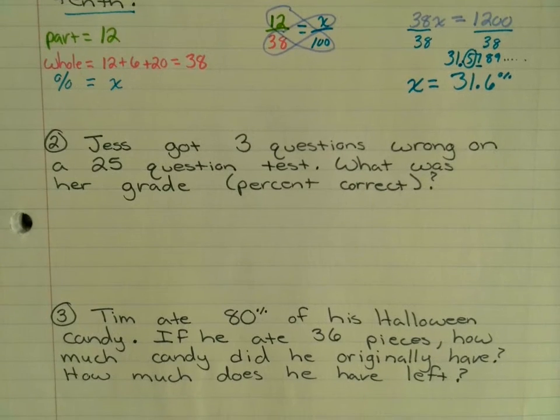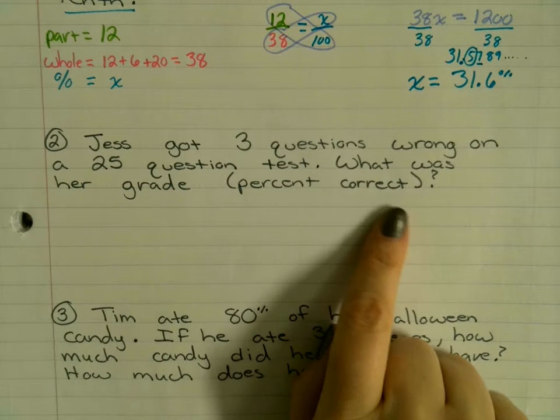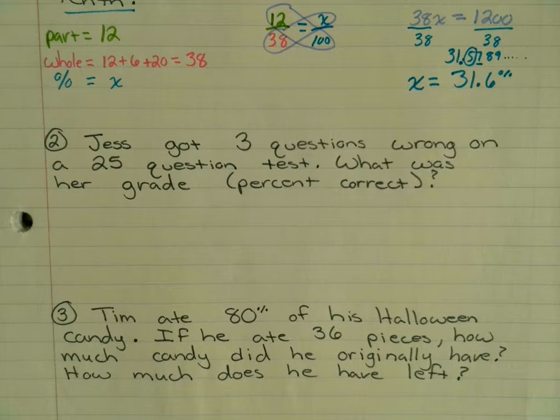All right, number 2. Problem number 2. Jess got 3 questions wrong on a 25-question test. I want to know what her grade is. And I was nice enough to even put down that we're looking for percent correct.